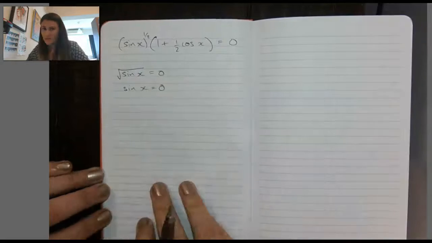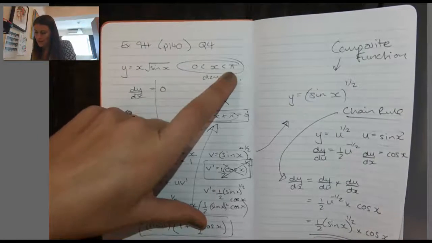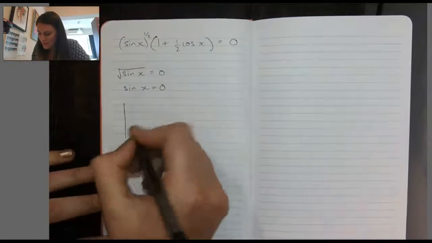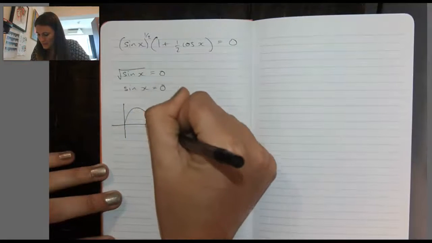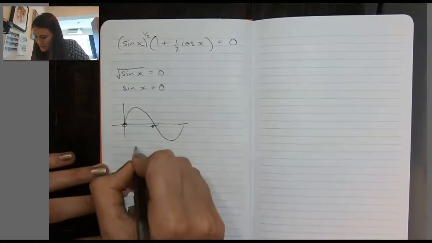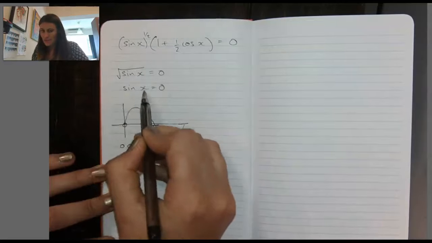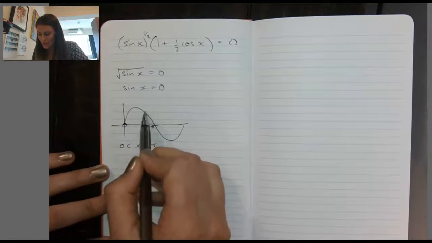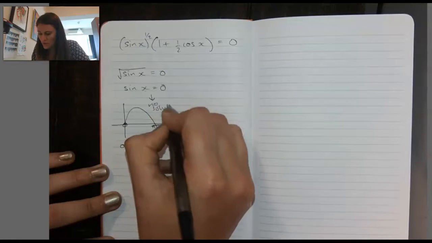And let's look back at our domain. x is between 0 and pi, strictly between 0 and pi. So let's think about our sine curve. Sine starts here, goes down like that. There's 0, there's pi. And x is strictly between 0 and pi. Now sine x equals 0 only when x equals 0 or pi within that domain. So this gives us no solutions.